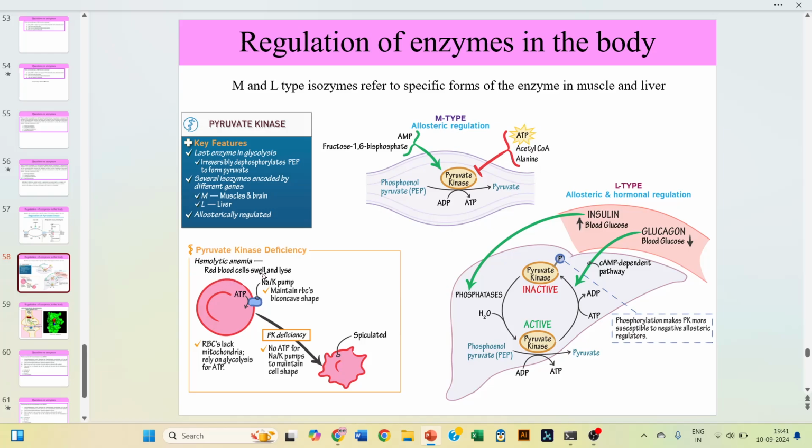Okay, besides that, if pyruvate kinase deficiency is seen, then there can be hemolytic anemia, where red blood cells swell and they lyse, they are breaking up. So RBCs lack mitochondria and rely on glycolysis. So when there is pyruvate kinase deficiency, then what happens? There is no ATP for the sodium potassium pump to maintain the cell shape, and they change in shape and then they lyse. So this is something that you have to keep in mind.